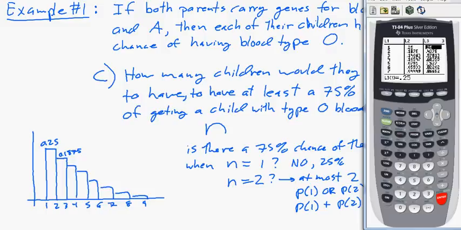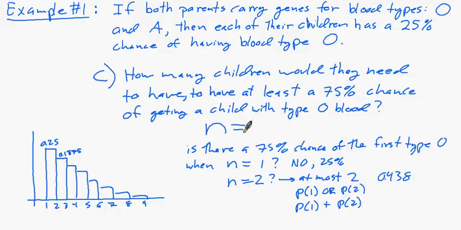Is the 4th entry at least 75%? Nope. Is the 5th at least 75%? Yep. Ding, ding, ding, ding. We have it. The answer to the question is 5. How many children would they need to have? They would need to have 5 children to be 75% sure of getting type O blood. It's a funny sort of reversal of the question.